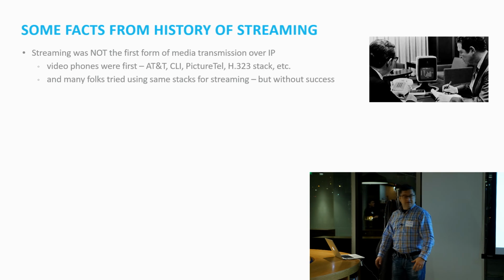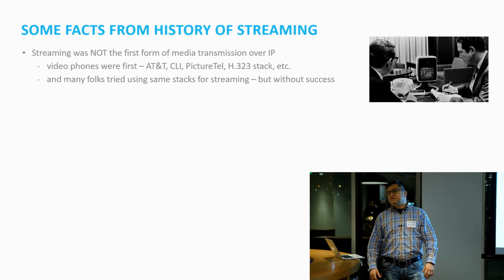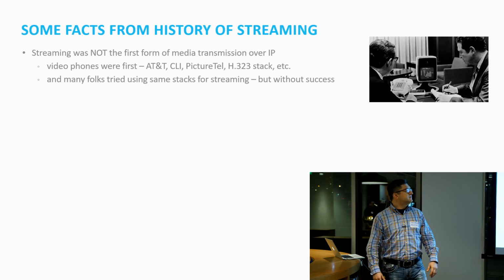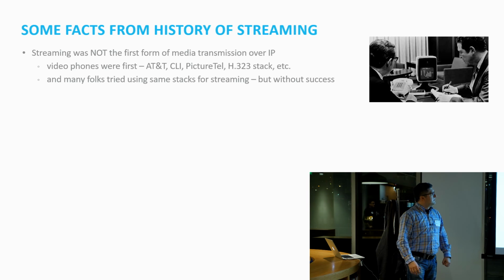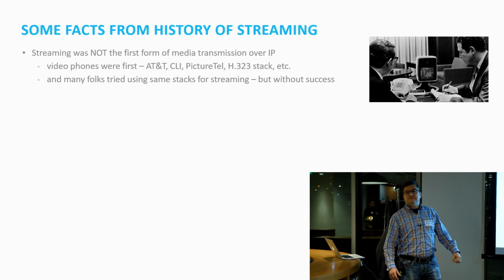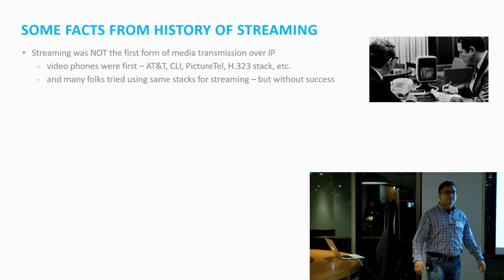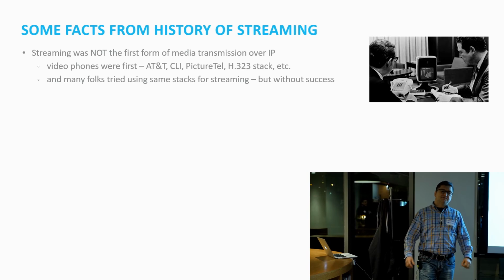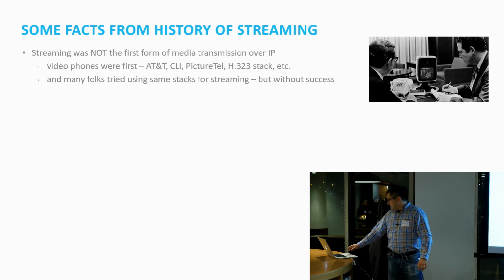And first thing to note is that streaming was actually not the first way media was delivered over IP. Video phones were there decades before. And actually, things like H.324, H.323 stacks existed at about the same time when people started playing this concept of one-way streaming, and there were guys like VideoNet and others who were trying to use H.263, H.324 one-way, and it actually didn't work well. And there were reasons for this.